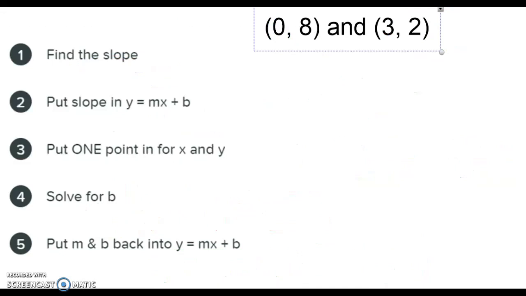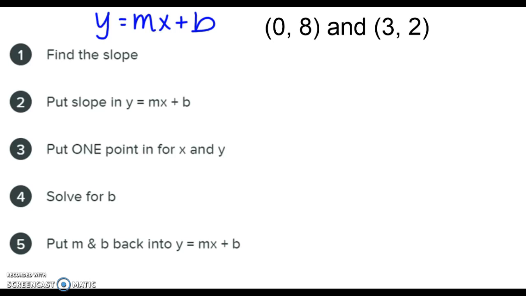Example number 2, we have (0, 8) and (3, 2). Our goal is to get to that y equals mx plus b. Yeah, I could graph those 2 points. I could find the line. I could find my rise over my run. I could do all that stuff, but it takes a lot of time. Yes, this takes a lot of time too, but I think this will be easier for some of us instead of having graph paper all the time.